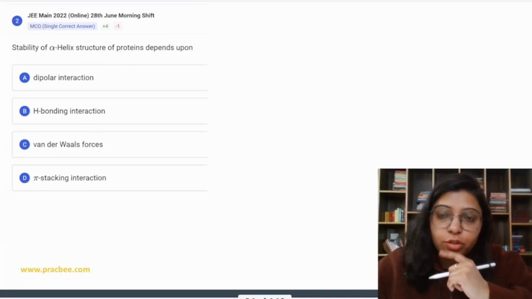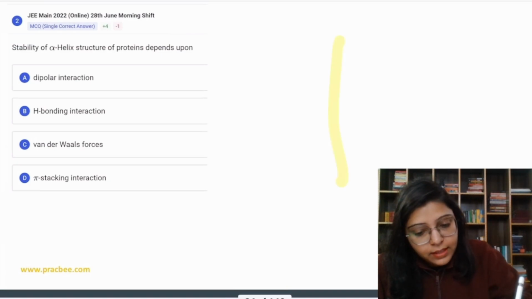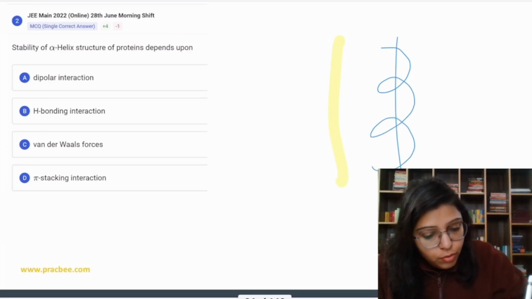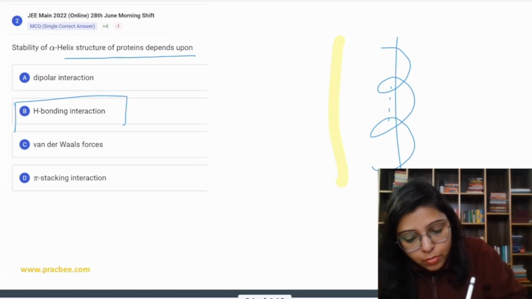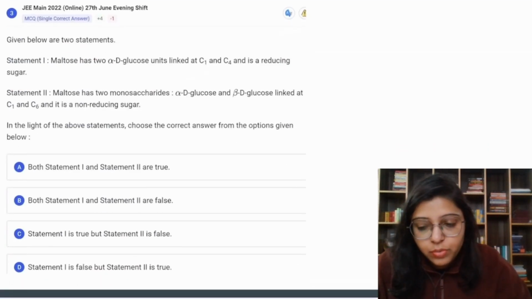Stability of alpha helix structure of proteins depends on, obviously, the alpha helix structure. It's like this structure. Okay, like this. So the stability, because we have foldings now, so stability of alpha helix structure of proteins depends on hydrogen bonding interaction. So that is hydrogen bonding. Completely memory based question. Now let's do the next question.